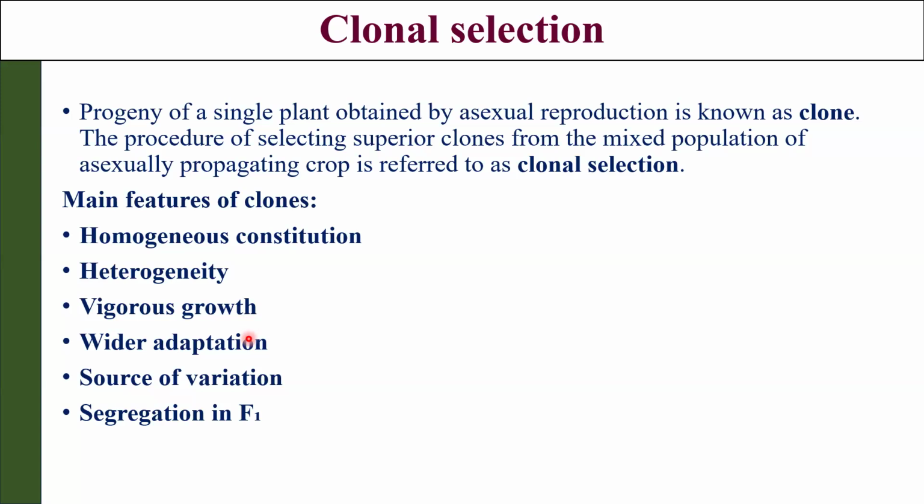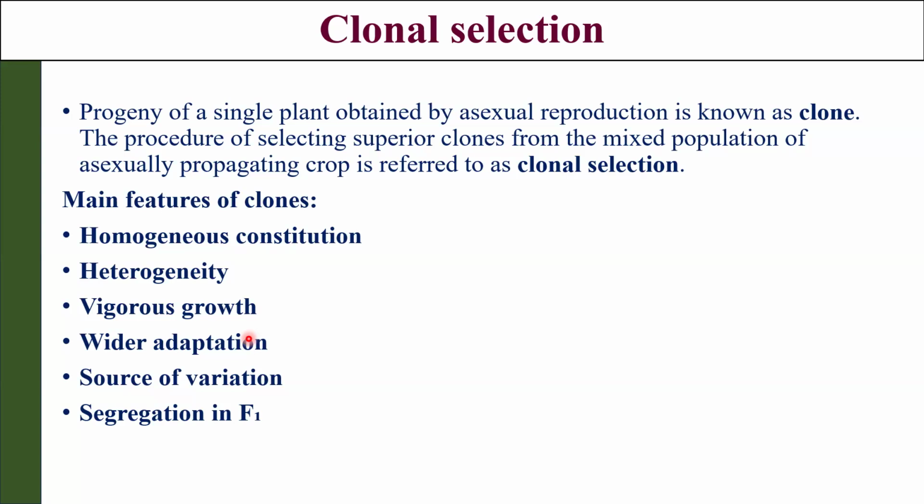Then they have a lot of source of variation in the initial population, because in most of these crops selection did not happen much during the course of evolution. Take Brassica, there is a lot of diversity present. Take potato, there is a lot of diversity present. That is why it is one of the very important features of clonal selection.